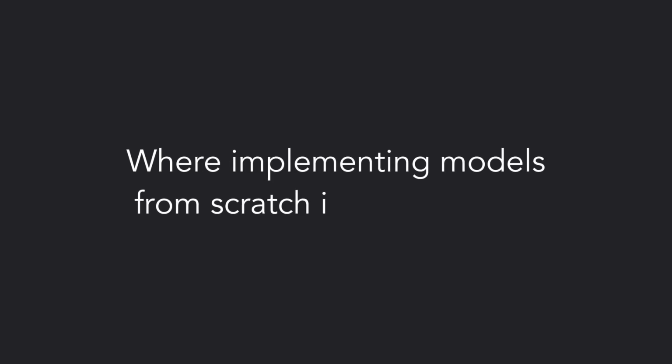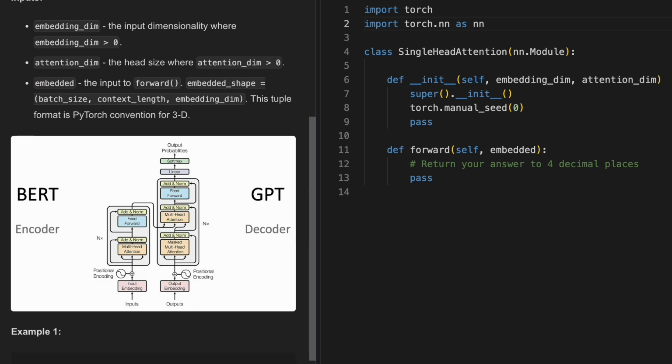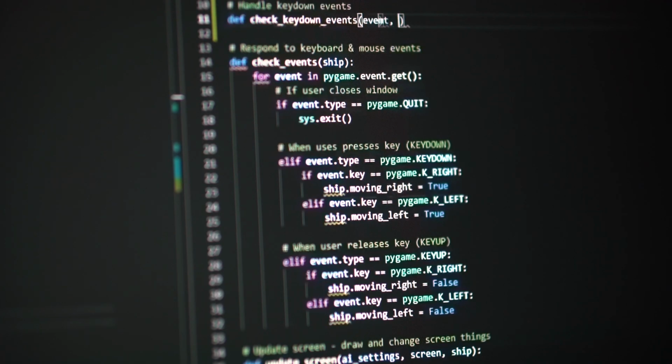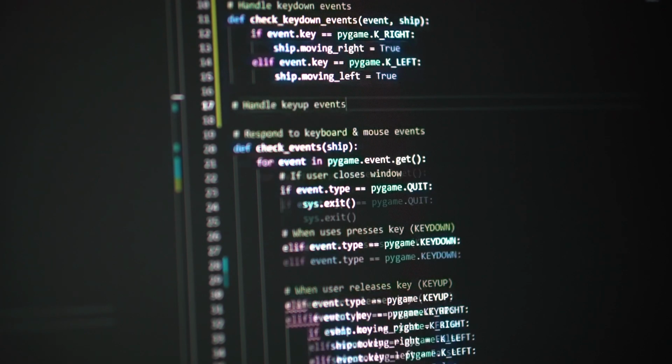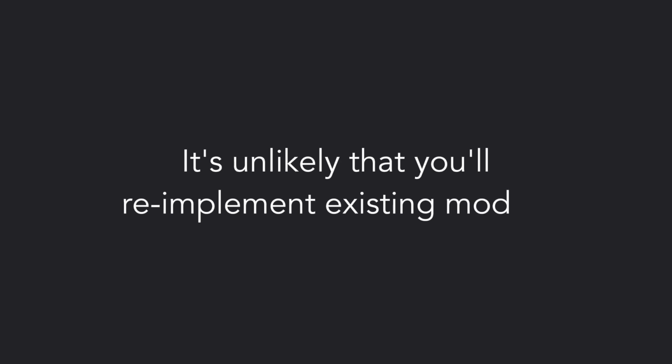But eventually, there comes a point where implementing models from scratch isn't that useful. Don't get me wrong, from scratch implementations are incredibly interesting, and they're one of my favorite ways to learn, but a mistake I've seen beginners make is thinking that they'll be building models from scratch on the job. Whether you're a data scientist, ML engineer, or even ML researcher, it's unlikely that you'll re-implement existing models.